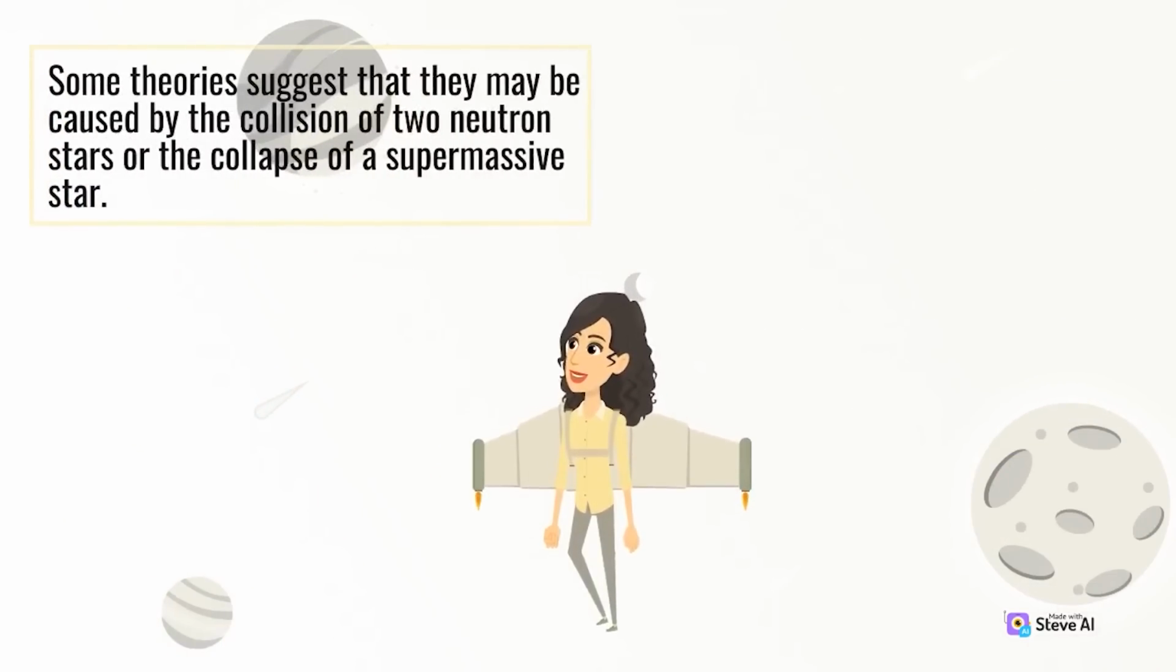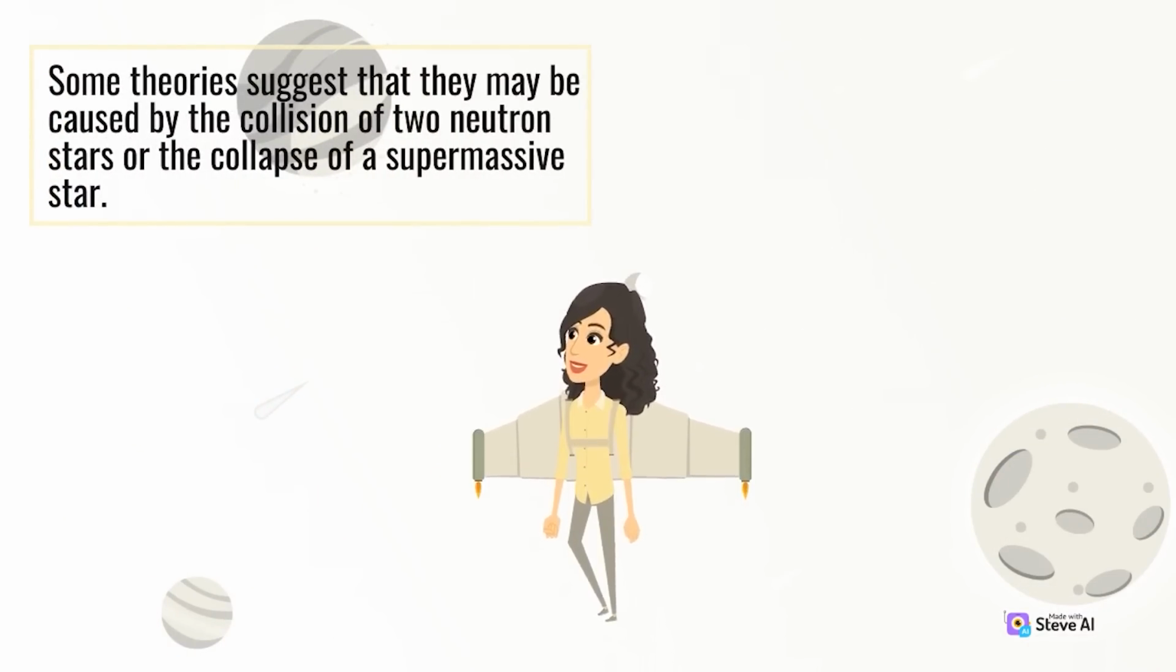Some theories suggest that they may be caused by the collision of two neutron stars or the collapse of a supermassive star.